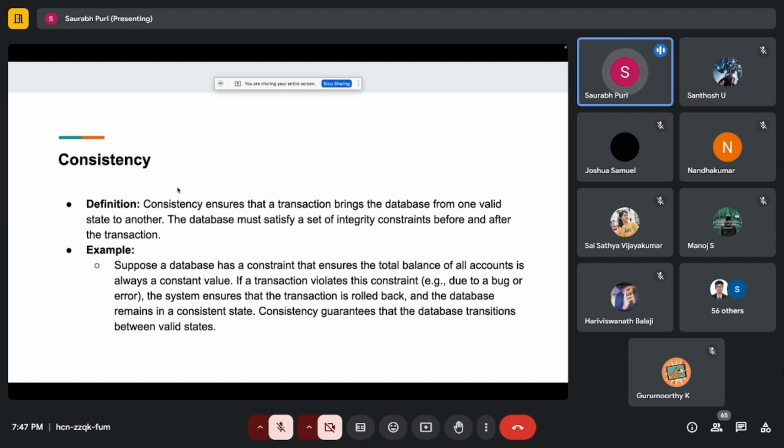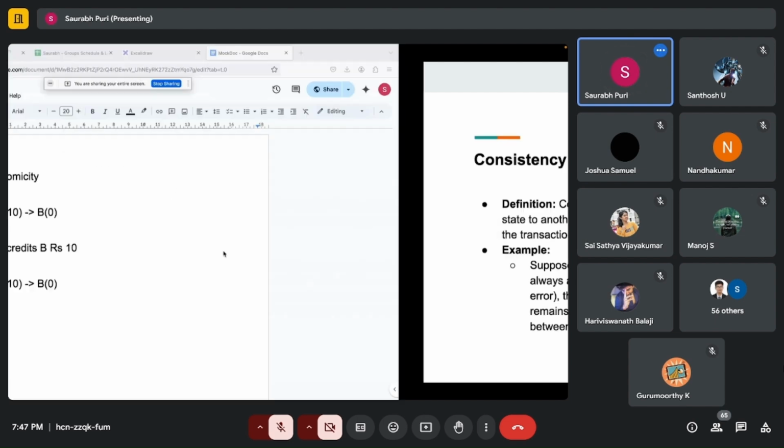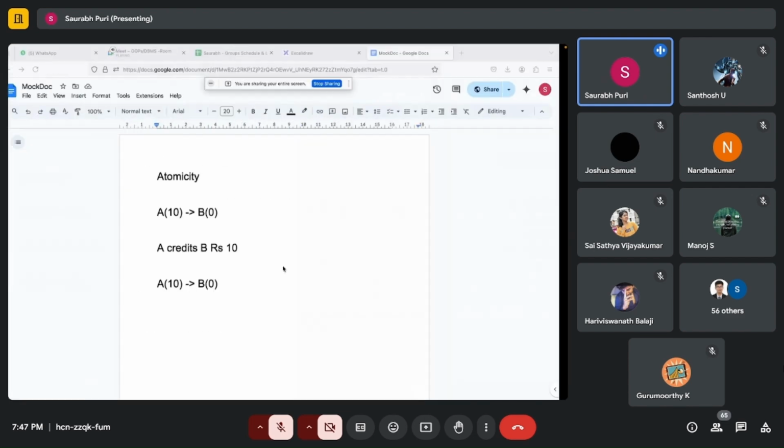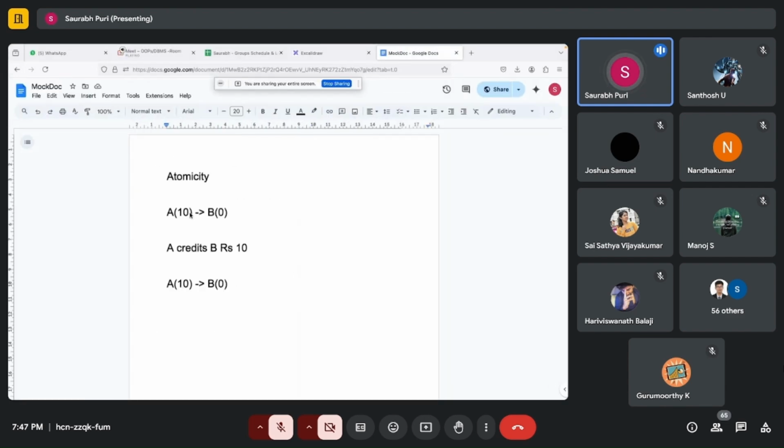Okay, so consistency means that when you were transferring your money from A to B, what was the total amount over here? The total amount of A plus B was 10 rupees, right? A plus B was 10 rupees. Now when I say that I have already credited B, let's say 10 rupees, A plus B should also be equal to 10 after that, right?